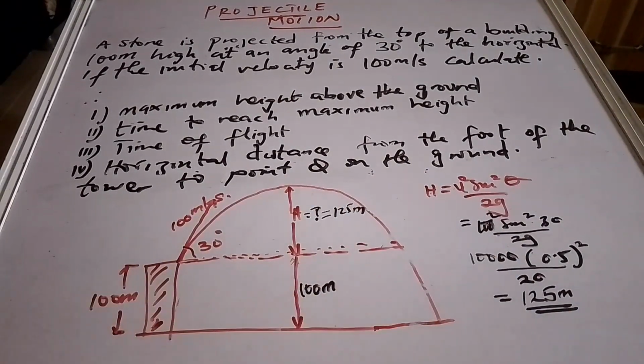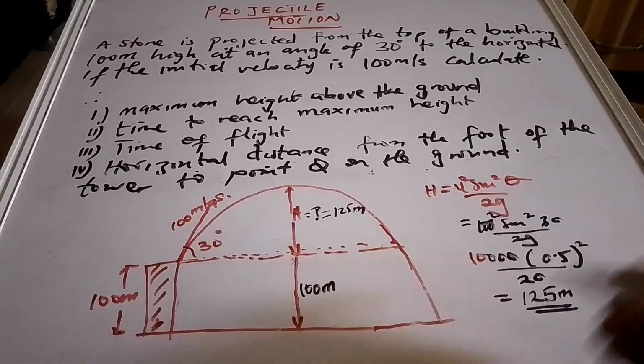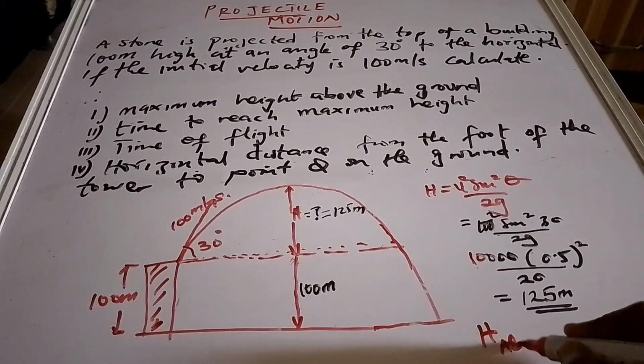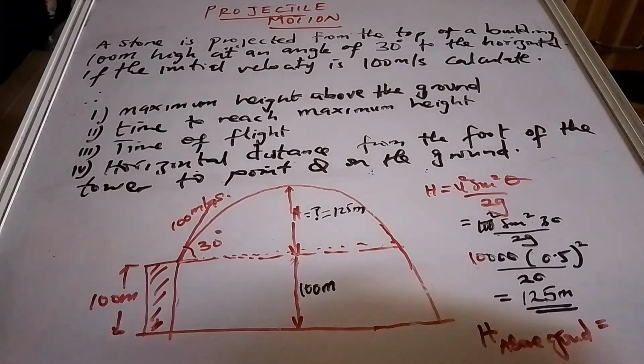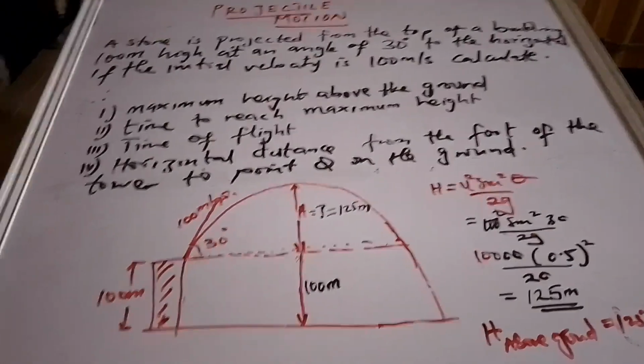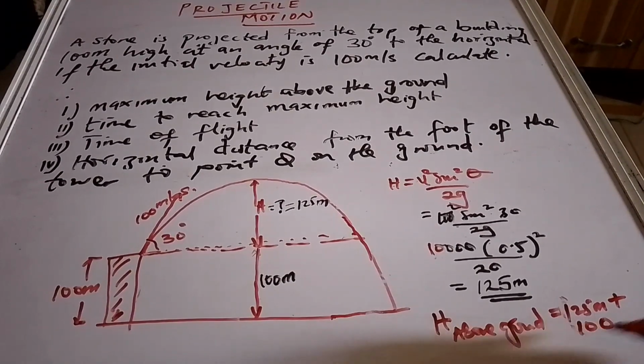So if you are now asked, what is the height above the ground? Definitely the height above the ground in this case, that is h above ground, is going to be 125 meters plus 100. And if I add it up, it's going to give me 225 meters. So the height of the body above the ground is 225 meters.